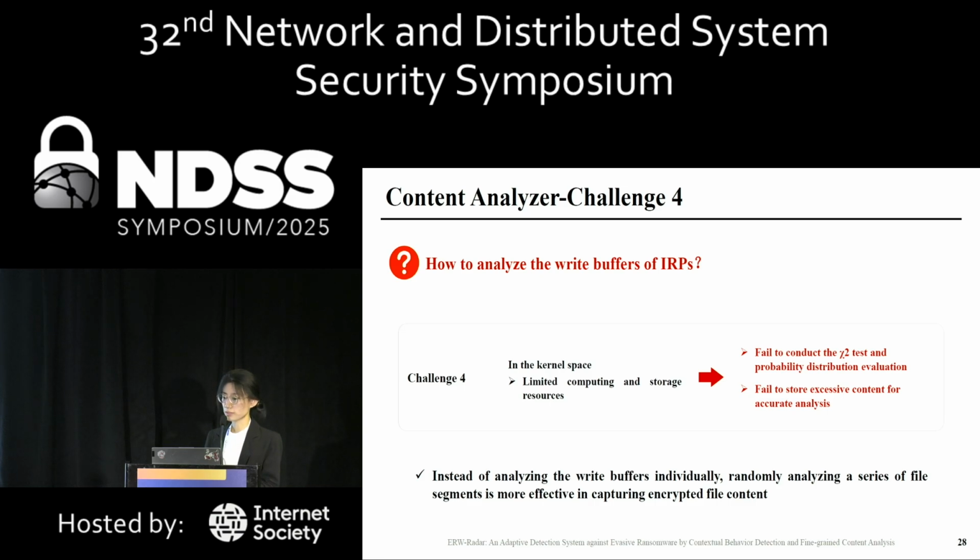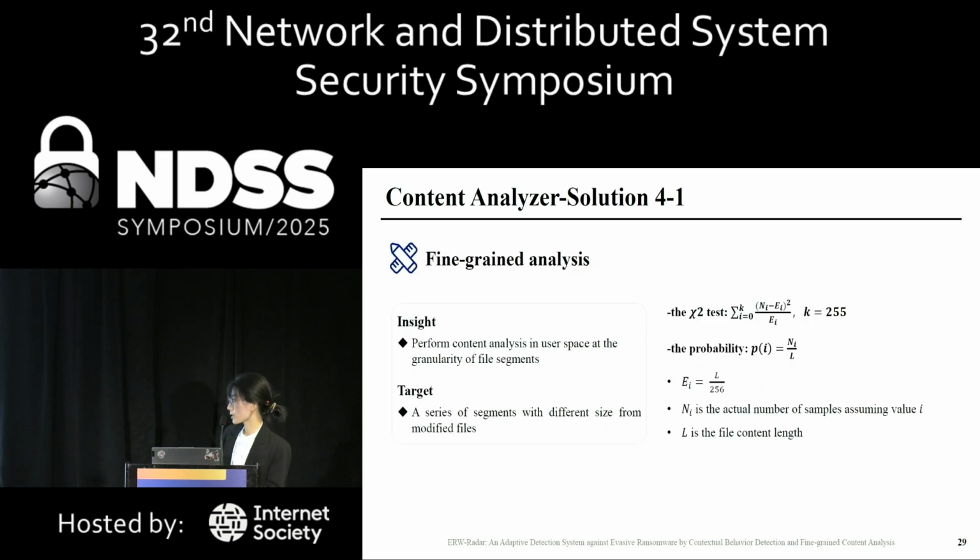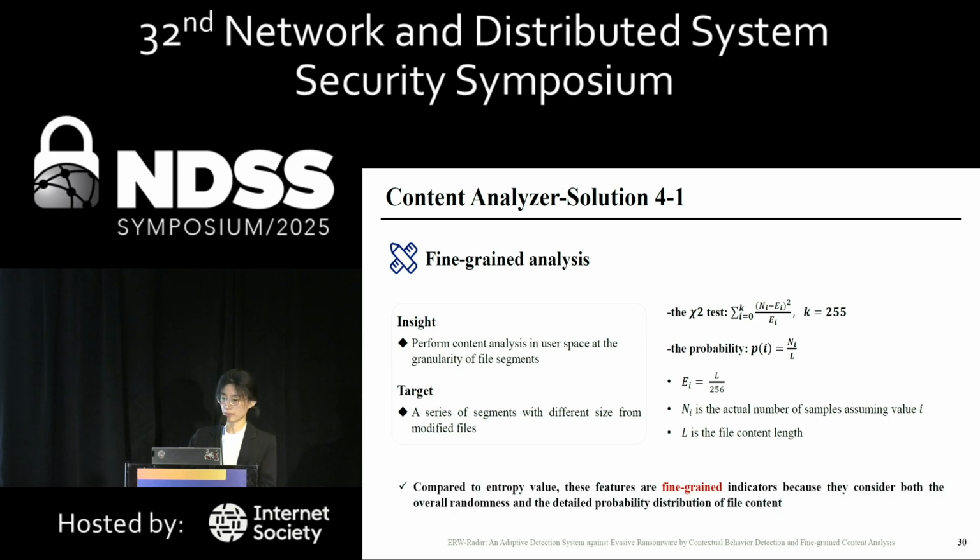Instead of the write buffers individually, we recommend analyzing a series of file segments. Our insight is to perform content analysis in user space, and we target a series of segments with different sizes from modified files and evaluate them using the following two formulas, the chi-square test and the probability distribution. Compared to entropy values, these features are fine-grained indicators.